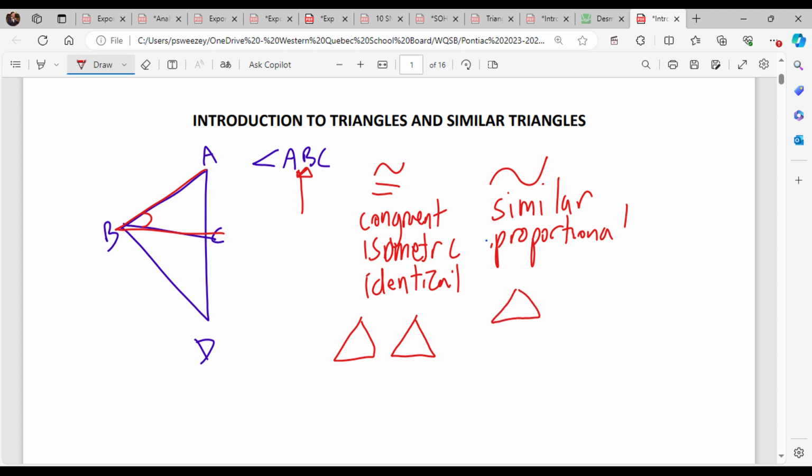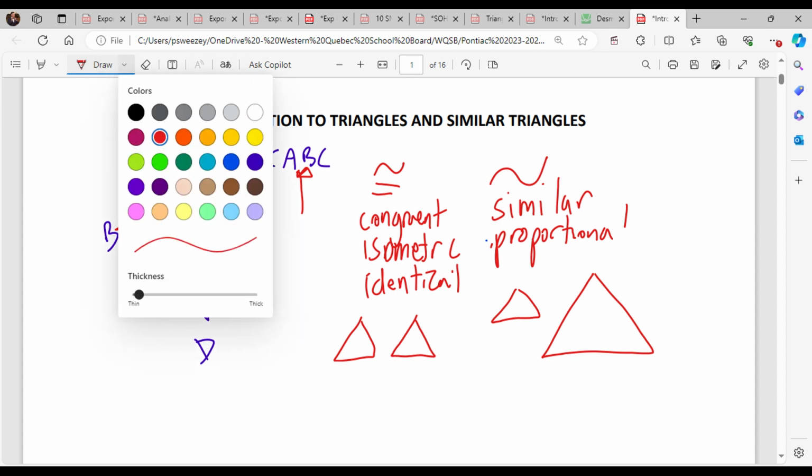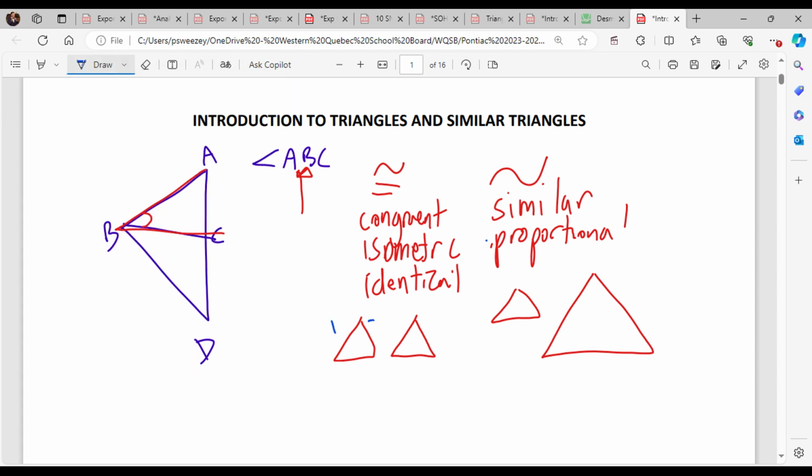Whereas the proportional triangles, all the angles are going to be the same, right? But these side lengths over here may be different proportions. So you can even write in 1, 2, 3 as a side length, 1, 2, 3 as a side length, 2, 4, 6 as a side length. So congruent, isometric, similar, proportional. Those are your terms.